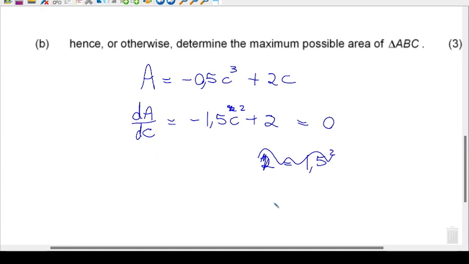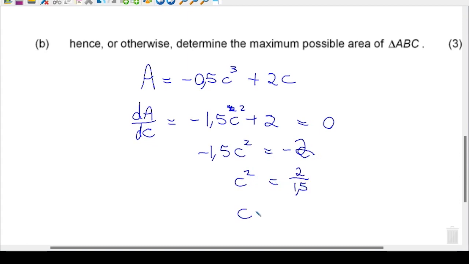So we should get 2 equals 1.5 c squared. And so c squared is in fact 2 over 1.5. And then we can just square root c to get our answer.